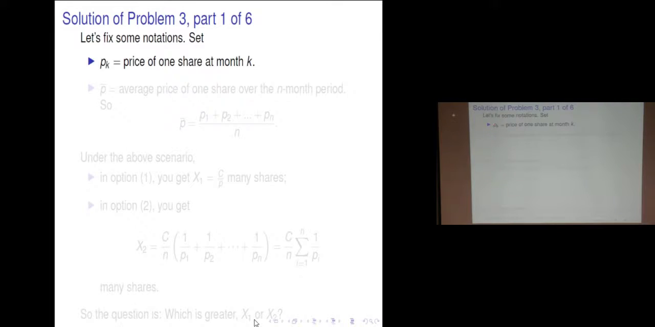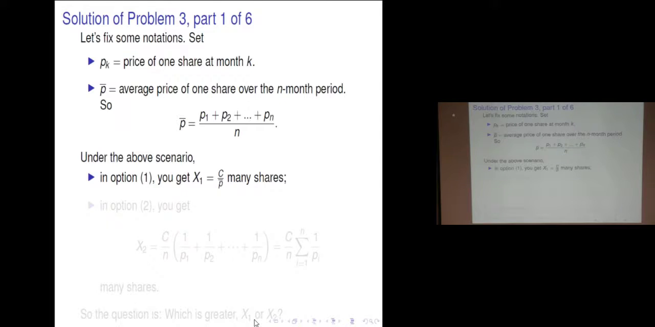So let P sub k denote the price of one share at month k. In the first month it is P sub 1, second month P2, and so on. And use P bar to denote the average price of one share over the n months. In other words, P bar is the average, so you add up the price on each month and divide it by n. So this is the average price.